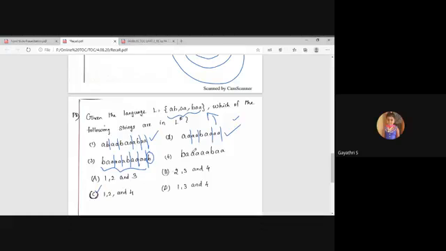Then coming to the fourth one, which is the easiest one: BAA, AA, AB, AA. This is also in the language closure. So except the third, everything is in the L closure. So 1, 2, and 4.